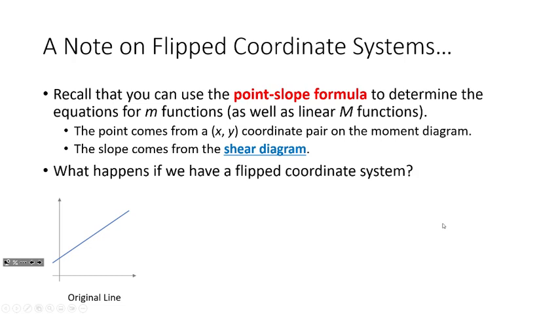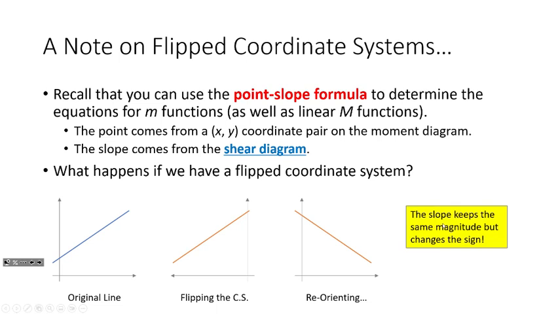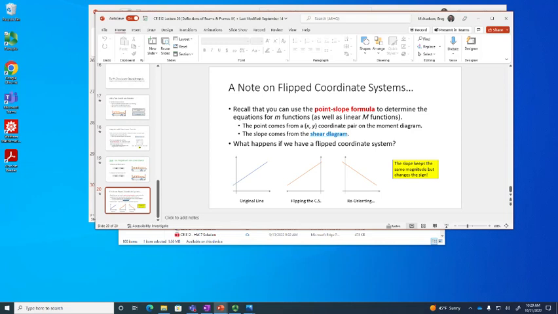So what happens if you flip the coordinate system? Let's say you have a mathematical function that looks like this, okay? If you flip the coordinate system, but the function stays the same, what it ends up doing is flipping the slope. Because if you took this entire function and flipped it back to the way the coordinate system originally was, you'd be reorienting the slope. So all you have to do is make sure that if you're dealing with a flipped coordinate system, whatever your slope is, change the sign. That's pretty much all there is to it. The slope keeps the same magnitude, but it changes the sign. Let me give you a quick and dirty example of what I'm talking about.